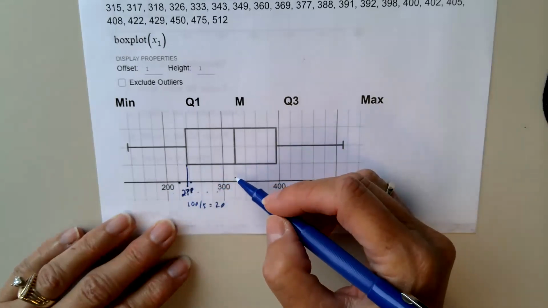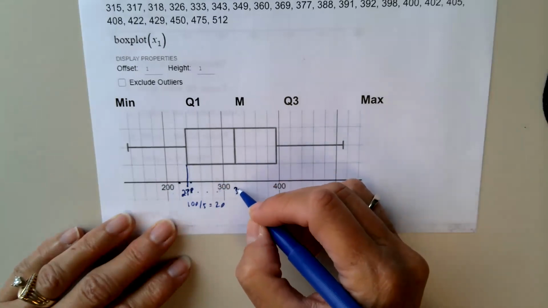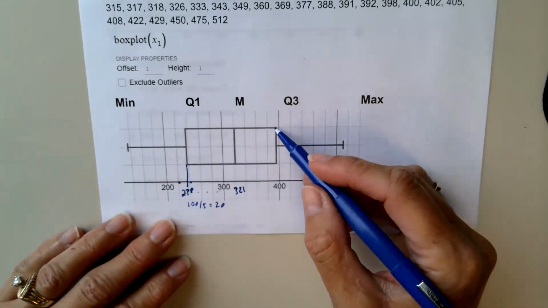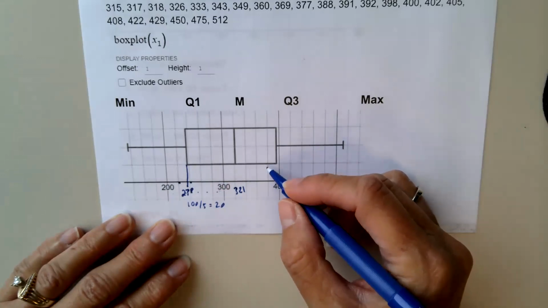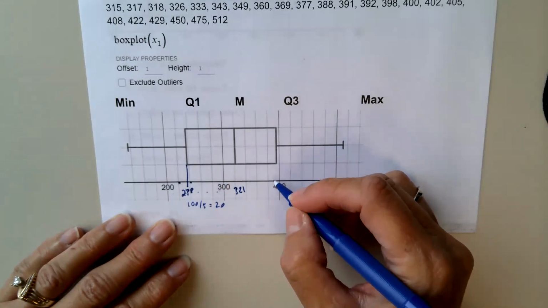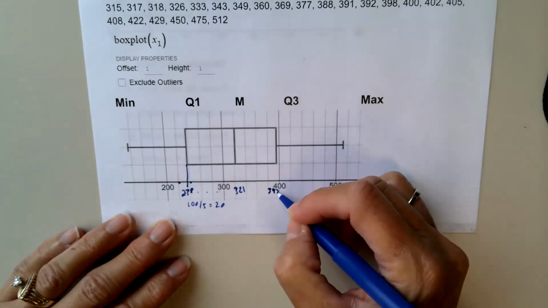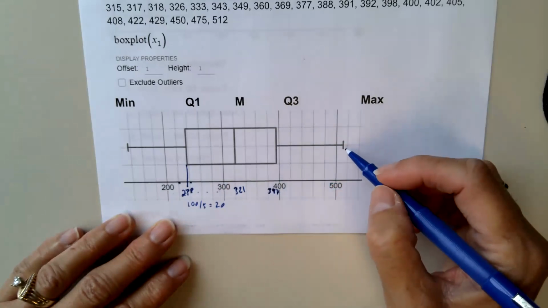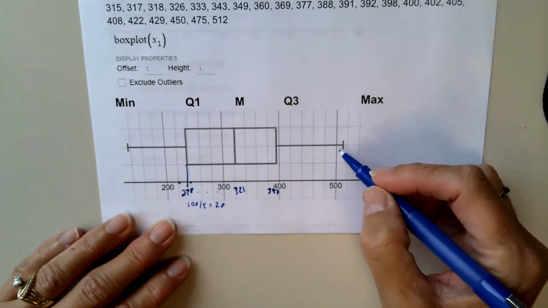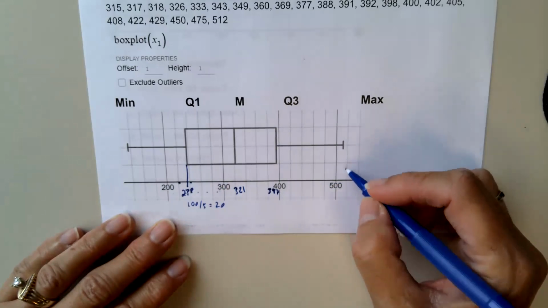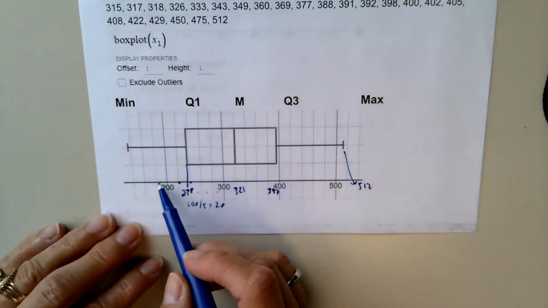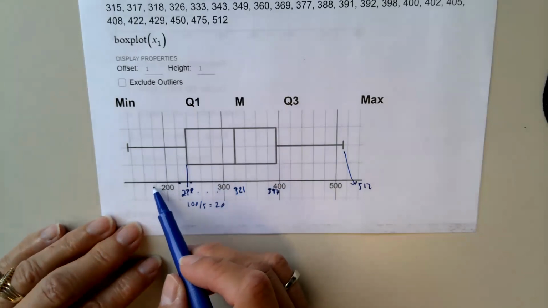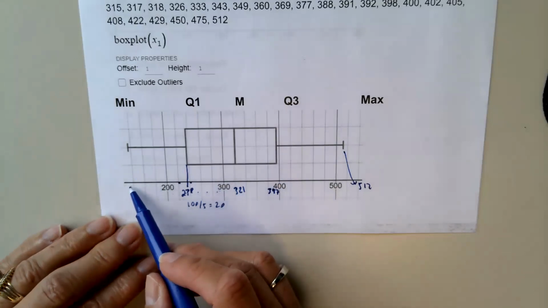The median looks like it's just above 320. So I'm going to say 321. And the Q3 looks like it's just below 400. This is going to be 380. So I'm going to say it's at like 397. I'm going to guess my max is about 512. And I'm going to guess my min is that's 180, 160, 140. So I'm going to say 138.